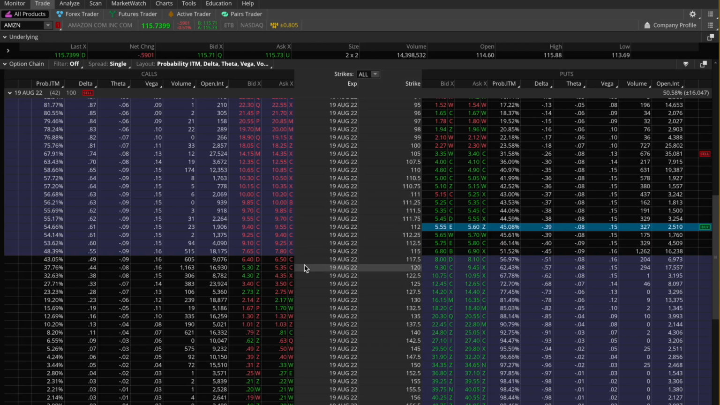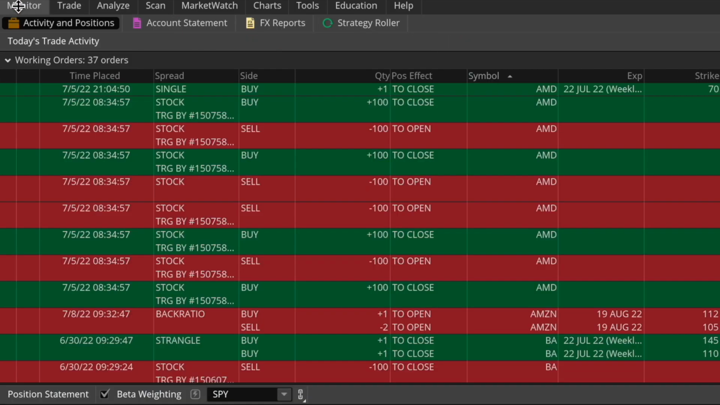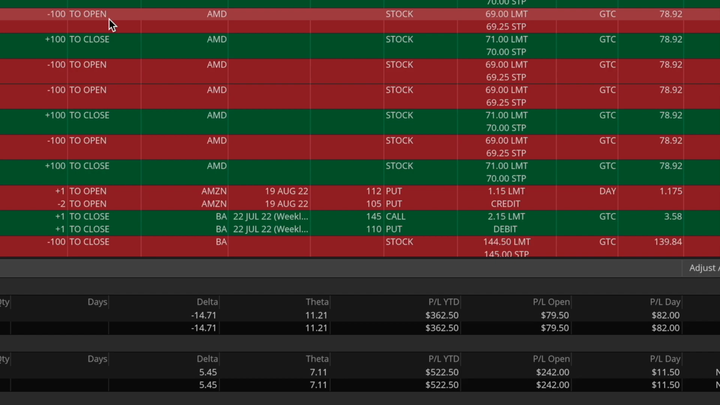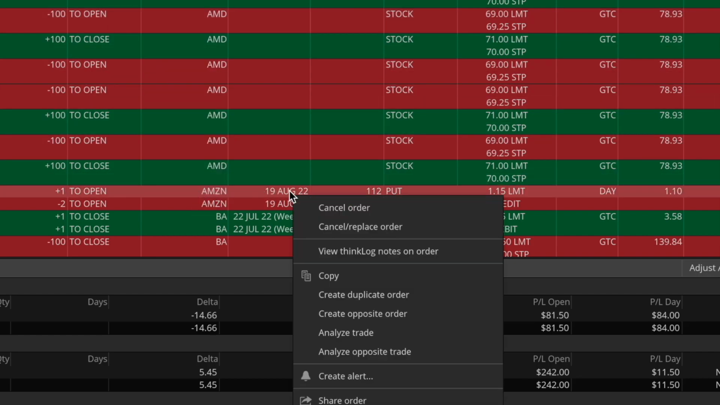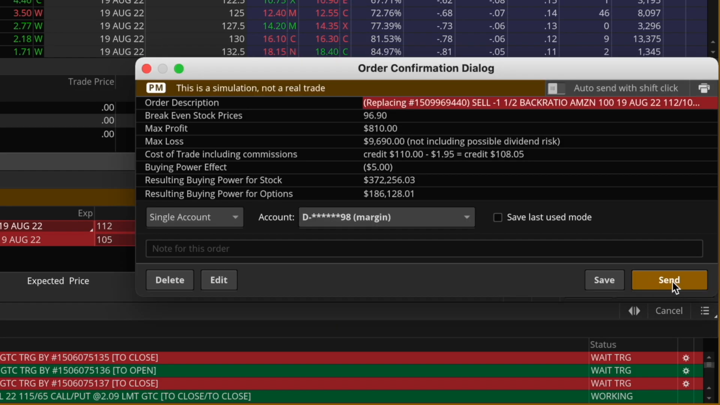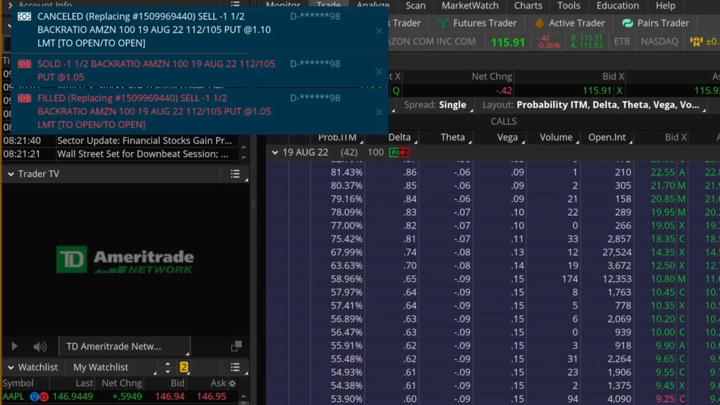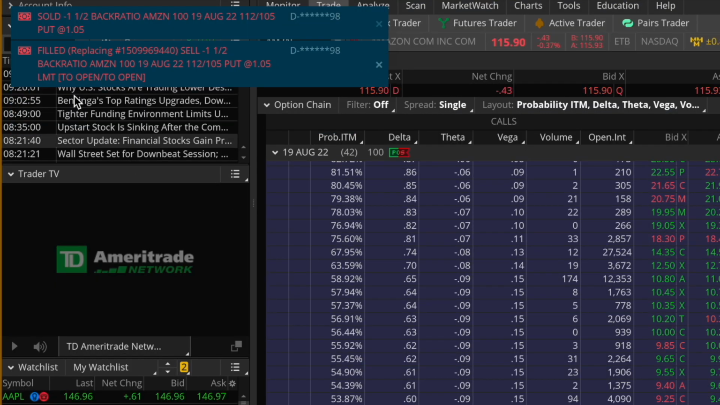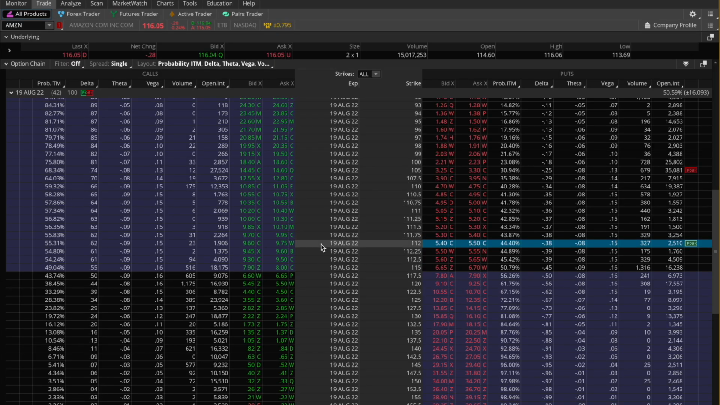And still no fills yet on this order, so I'll come back to the monitor tab and perhaps change my price a little bit. There's my order. I'll right click here and go to cancel and replace. And perhaps I'll come down to maybe $110. Confirm and send. And there we go, just got filled at 105. Had to come down a little bit more in price there. But there we go, I'm now officially in this position.